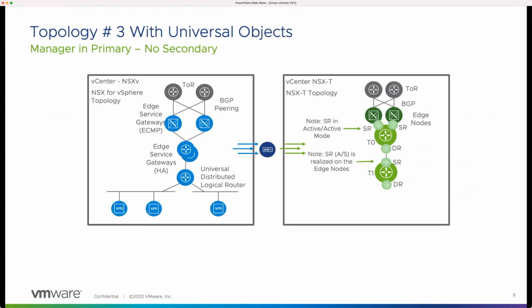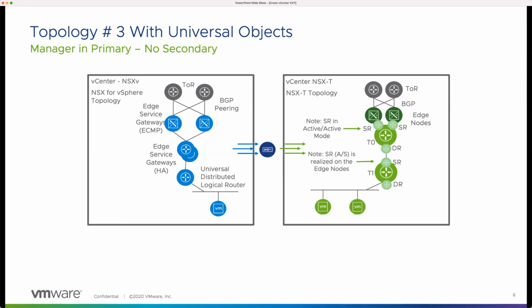So there are different topologies that you can use for the migration coordinator. And today we're going to talk about this topology number 3. I just wanted to give you an overlook of what that topology is going to look like, because we do have a demo on it a little later on. But here I have NSX for vSphere environment with a manager in primary mode, no secondary NSX for vSphere manager. And we'll be migrating in the same data center from V to T.